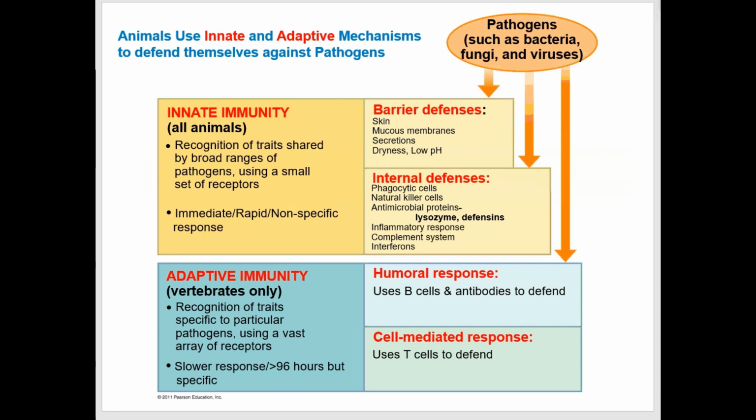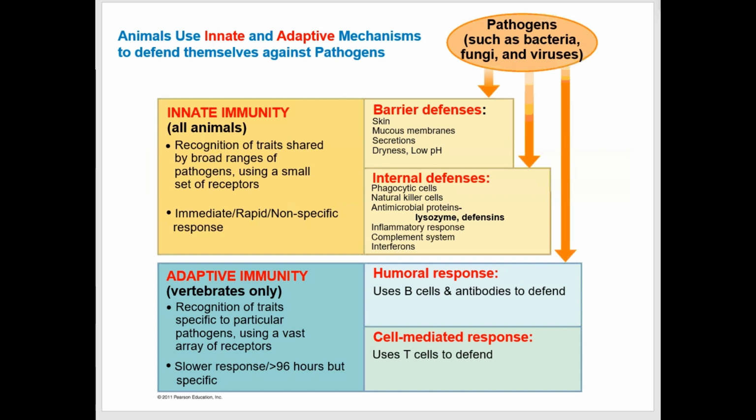And when I say broad, it recognizes very non-specific types of pathogens because we have different barriers in place, such as skin and mucus and secretions. And if the pathogens do manage to get through that barrier defense, then internal defenses are going to take place. So it means phagocytic cells and natural killer cells are going to play the role.